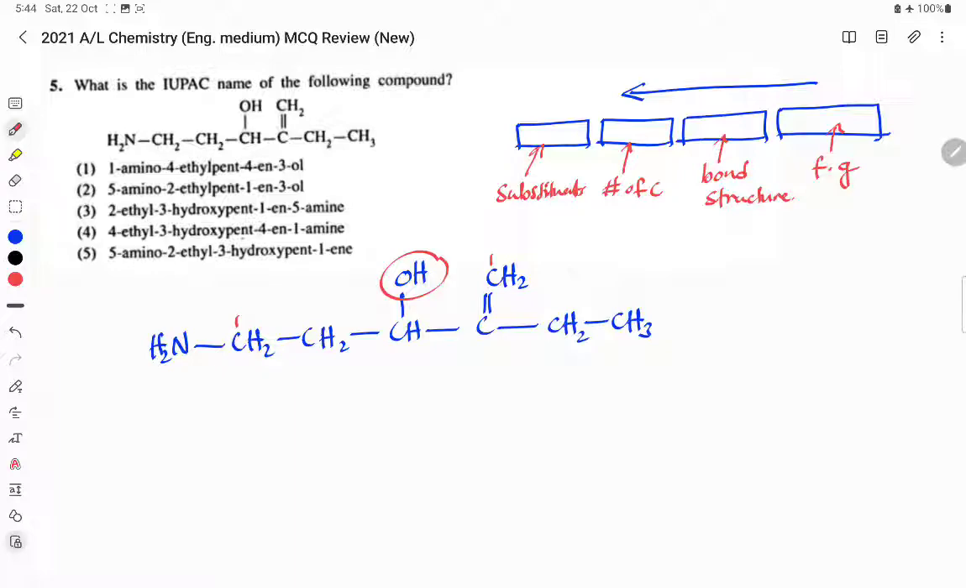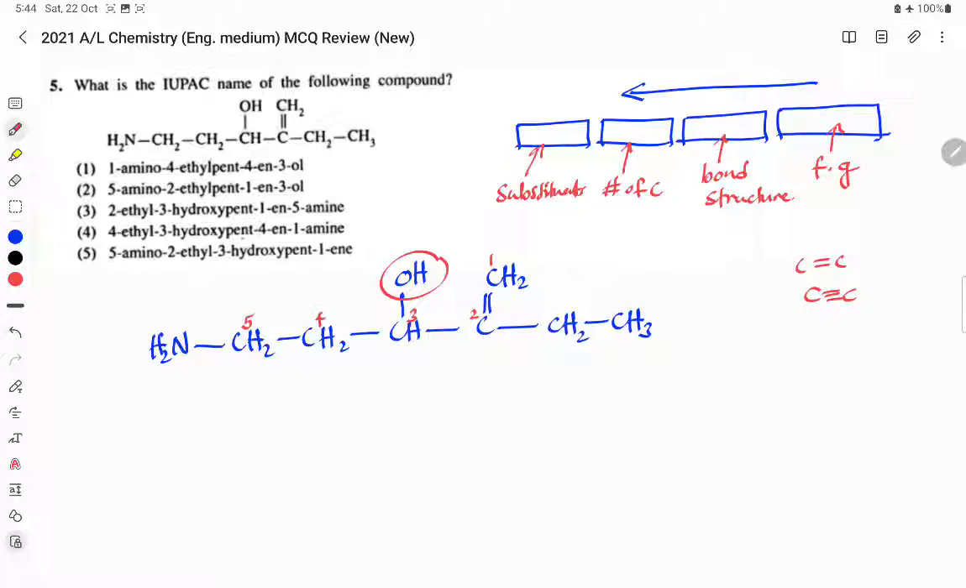The next rule is give the least possible locant for the unsaturation. Now the unsaturation is the carbon-carbon double bond or the triple bond. Now there's a carbon-carbon double bond in this compound, so we have to give the least possible locant for the double bond. Therefore, this numbering is cancelled. So we have to start the numbering from this carbon. So you have to number the longest carbon chain. 1, 2, 3, 4, 5.